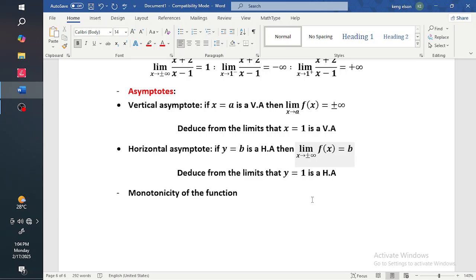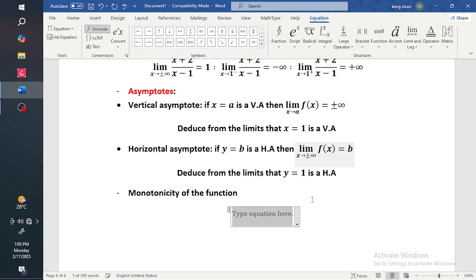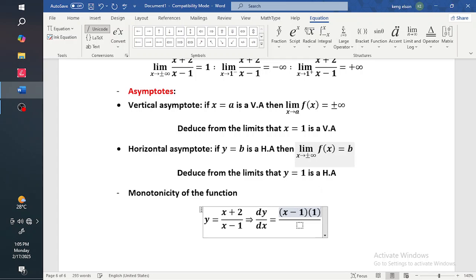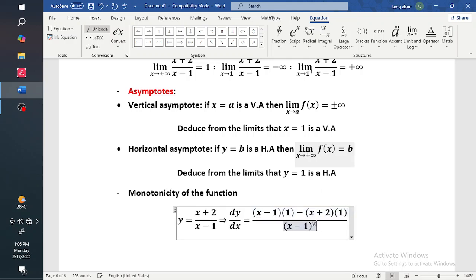Okay, so the first thing to do is we find dy by dx. So y is equal to x plus 2 over x minus 1. Now let us find dy by dx. We are going to use the quotient rule. The quotient rule says that we keep the denominator, which is x minus 1, we differentiate the numerator, which will just give us 1, minus, we now keep the numerator x plus 2, and we differentiate the denominator, we have 1. Then we divide it by the square of the denominator. So it is v du minus u dv over v squared.